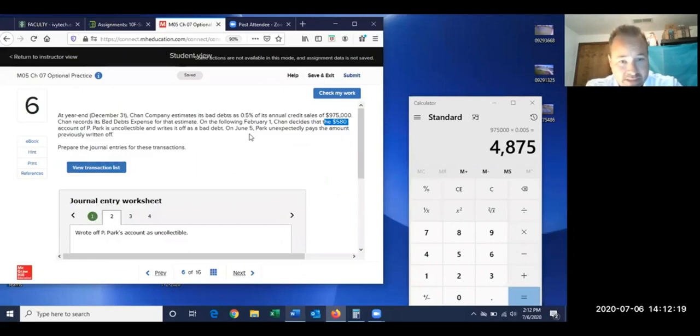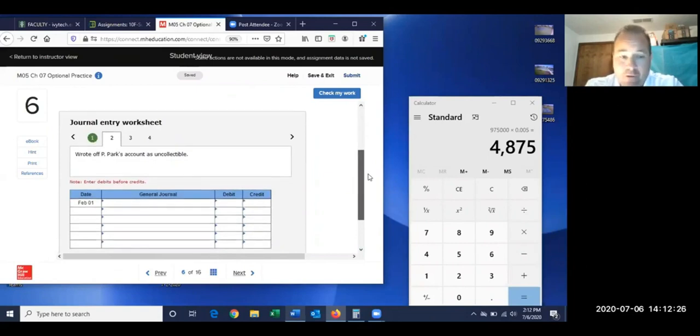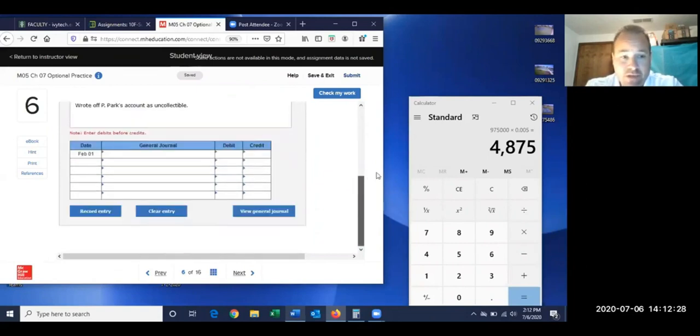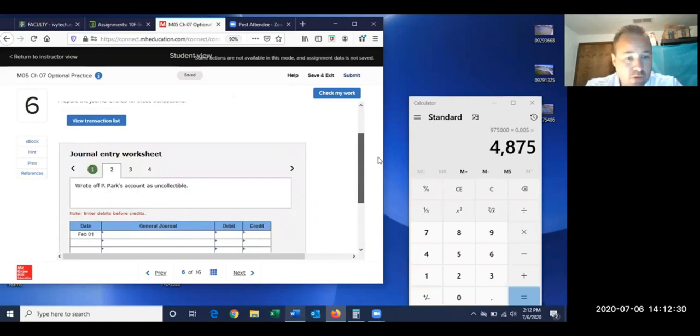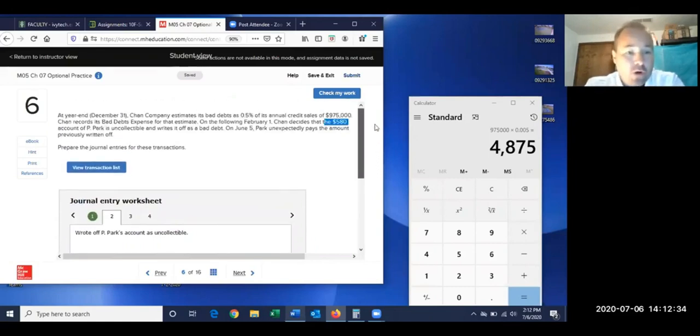And then it says here on June 5th, the company unexpectedly pays off their previously written off amount. All I'm going to do is, we wrote off Parks account. Oh, I see what we're doing here. So now we're going to go ahead and write off the Parks account as uncollectible. So this is what we did at the end of last year. This was just our guess. Now we have determined that this company, for whatever reason, Parks isn't going to pay me at all.